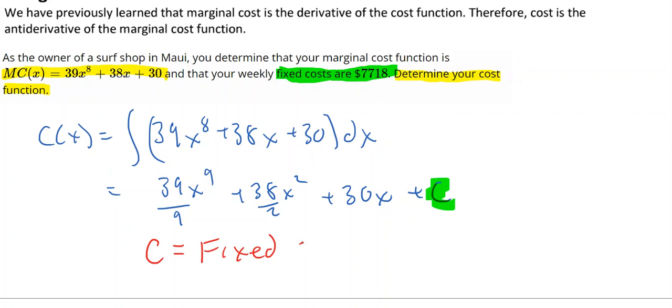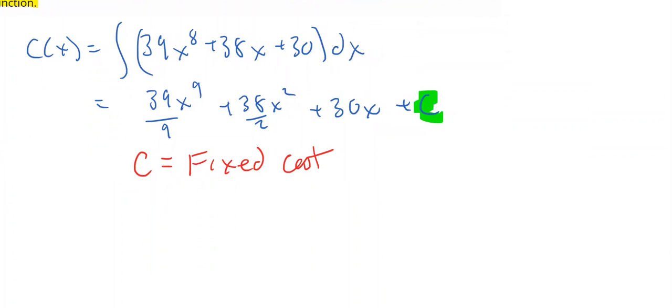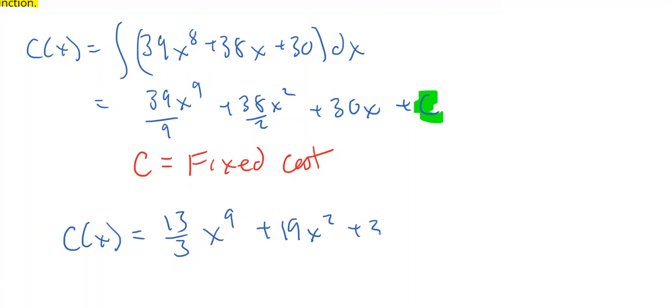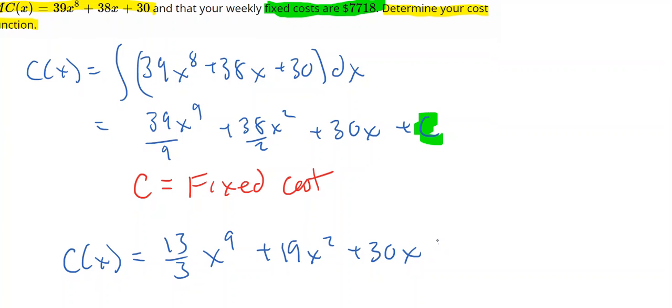So therefore, we can say that our cost function, and let's see, 39 over 9 is 13 thirds, so 13/3 x to the 9th. 38 divided by 2 is 19. 19x squared plus 30x plus our fixed cost, which was 77.18. And there we have our cost function.